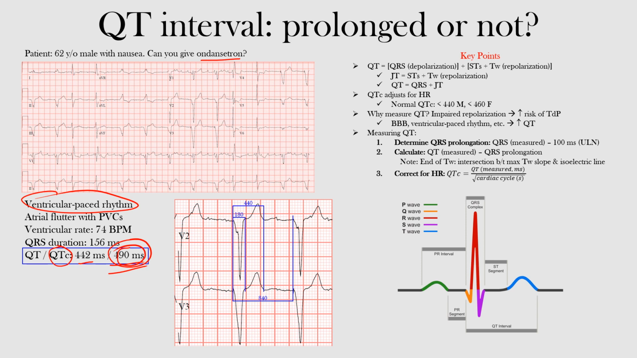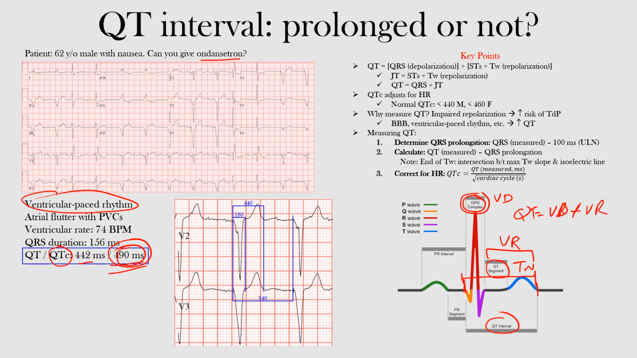When we look at the QT interval, we're measuring from the beginning of the QRS complex, which is this point here, to the end of the T wave. So all of this here is considered the QT interval. Think about it: what the QT interval actually includes is ventricular depolarization, which is the QRS complex, as well as ventricular repolarization. Most of ventricular repolarization is actually the ST segment and the T wave, so all of this is mostly ventricular repolarization. The QT interval therefore consists of both ventricular depolarization plus ventricular repolarization.